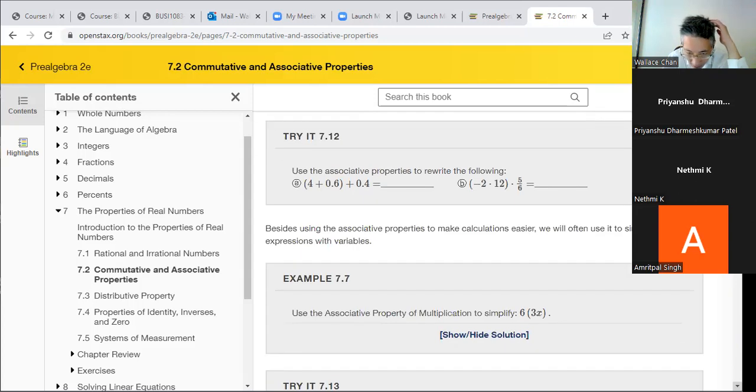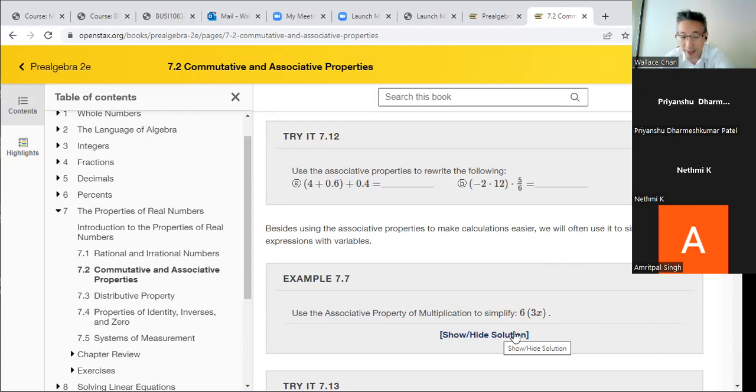Now use this associative property of multiplication to simplify 6(3x). So first of all, we need to know which numbers are the like terms. 6 and 3 are the like terms. That means you can multiply them, right? So 6 times 3 is 18, and then you have the x. Can you further simplify it? 18x. Do you think 18x is the simplest way?